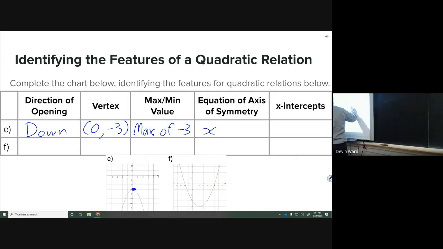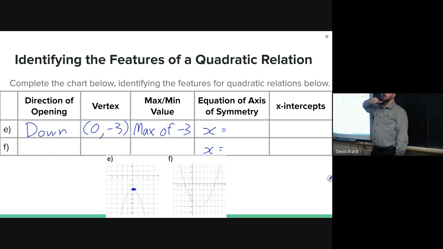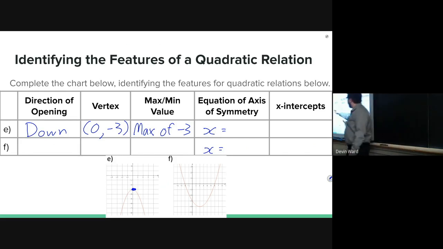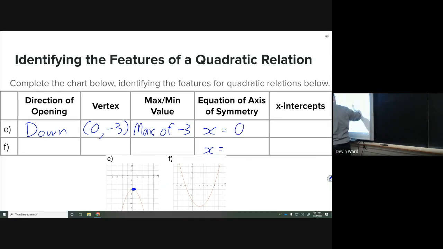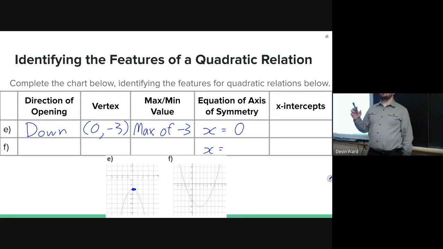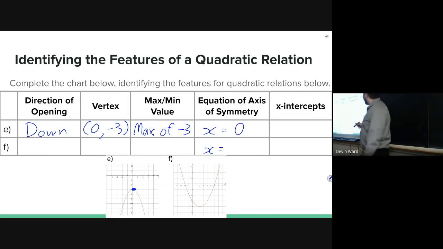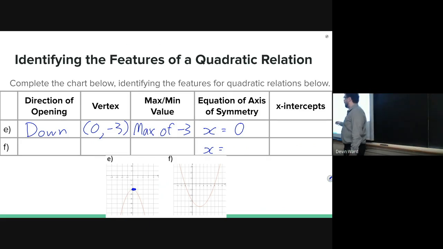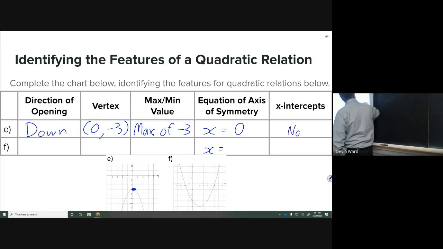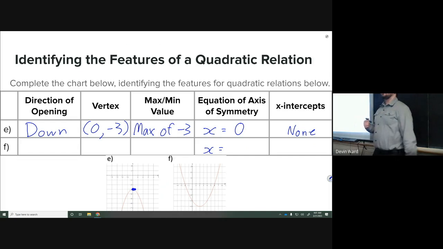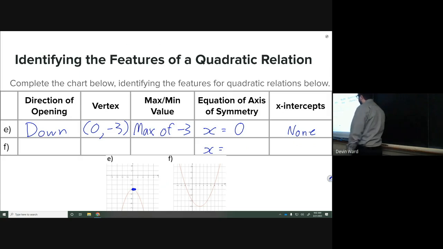Okay, equation of the axis of symmetry. What would our x value be for the equation of the axis of symmetry? 0, perfect. The x coordinate. And then how many x-intercepts do we have? None, perfect, because it never actually crosses that horizontal line. It just comes up, tries to pass it, but then can't. So we have none. Okay? I'd rather put none or nothing rather than just 0, because that's kind of saying the x-intercept is at 0. So let's put none.